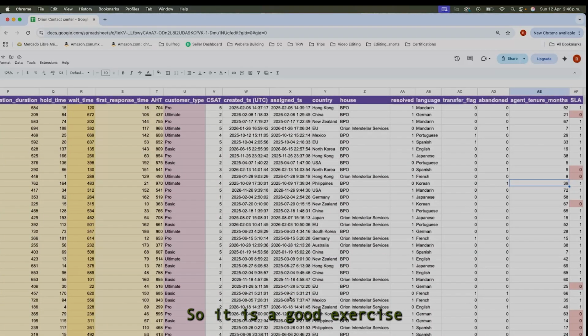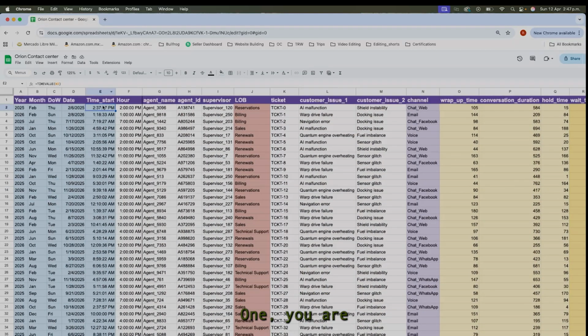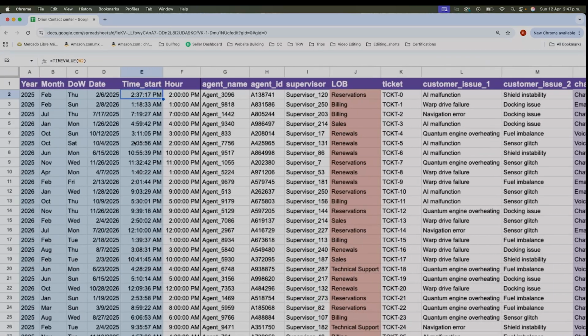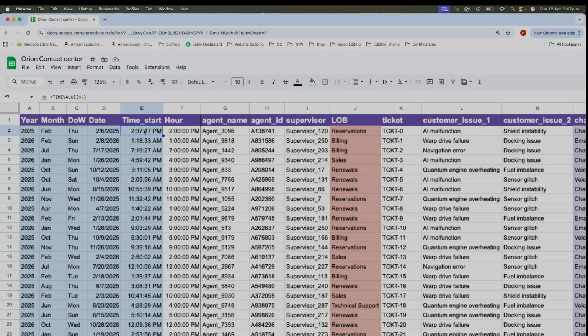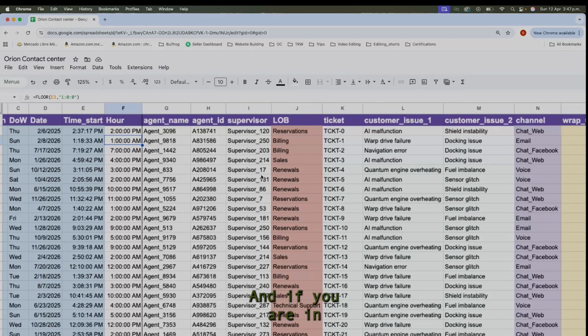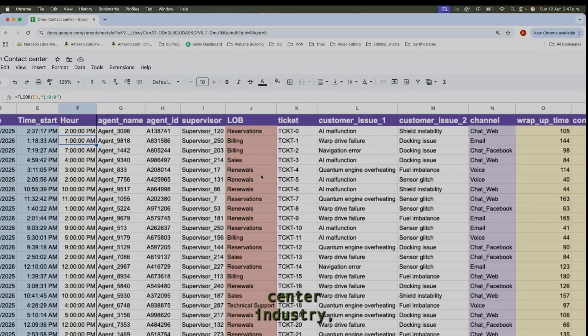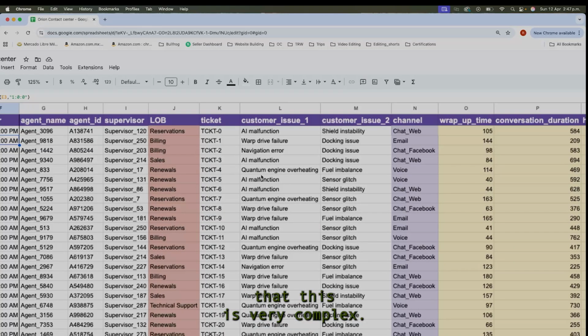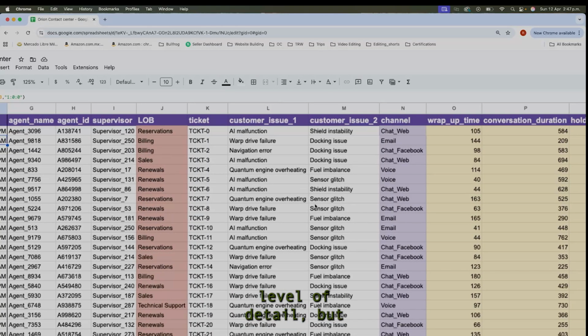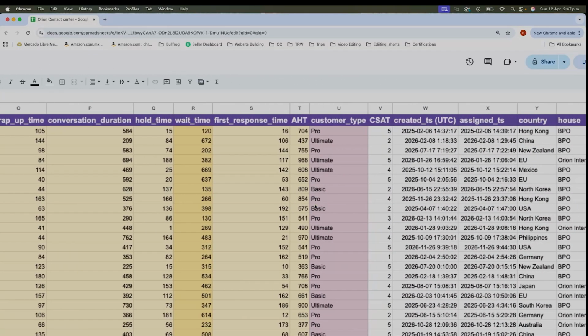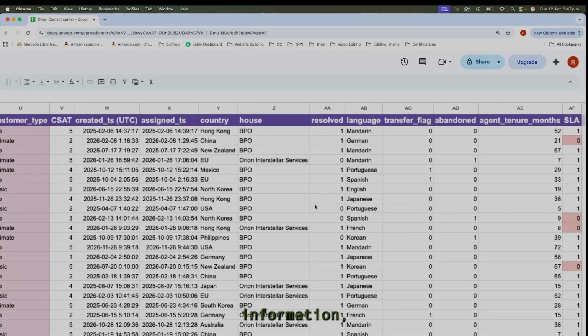So it is a good exercise for a couple of things. One, you are going to be able to understand the formulas, how they work. If you're a complete beginner, this will set you up for success when trying to understand some data set. And if you are in the contact center industry, you will see that this is very complex. Not a lot of contact centers have this level of detail, but if you know how to analyze this information, you are going to be able to analyze basically any other type of contact center information.